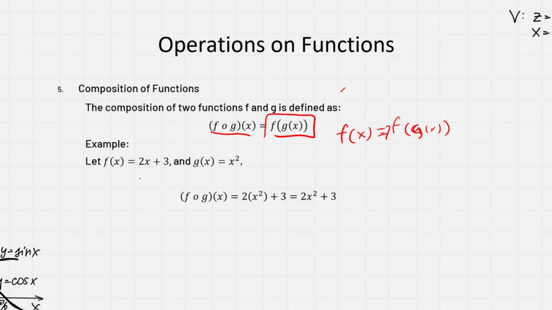For example, here we have f of x equals 2x plus 3 and g of x equals x squared. To find f of g of x, all x of f will be replaced by g of x. And since g of x is x squared, in short, x will be replaced by x squared. So we have 2 times x squared plus 3, and the answer will be 2x squared plus 3.